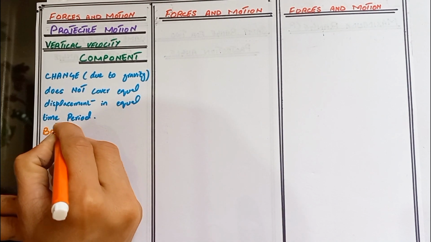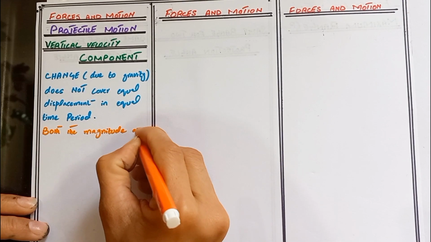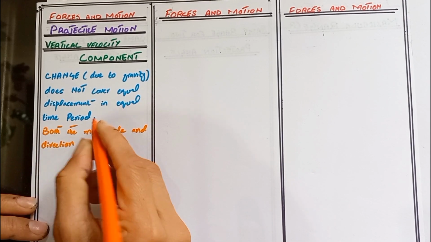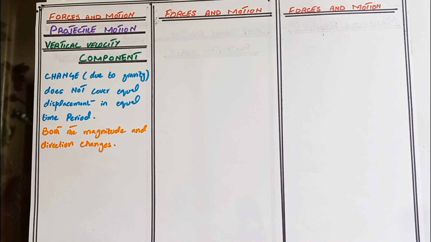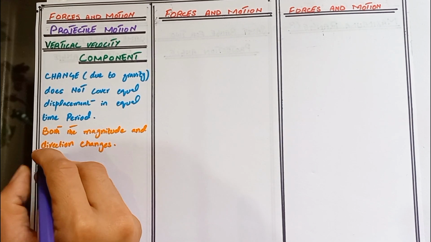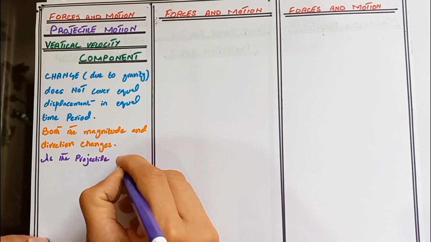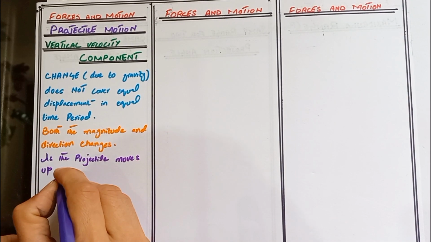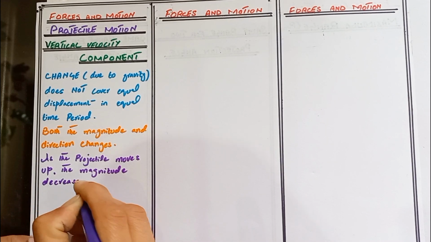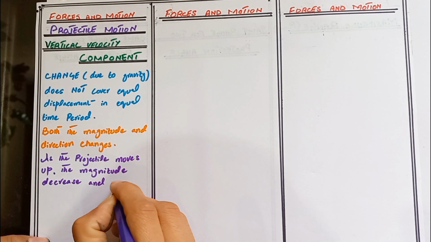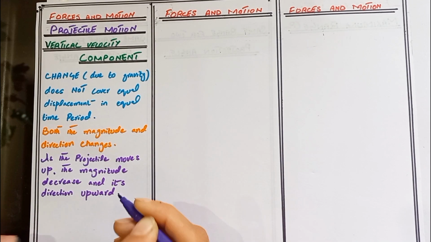Both the magnitude and direction change as the projectile moves up. The magnitude decreases and its direction is upward.